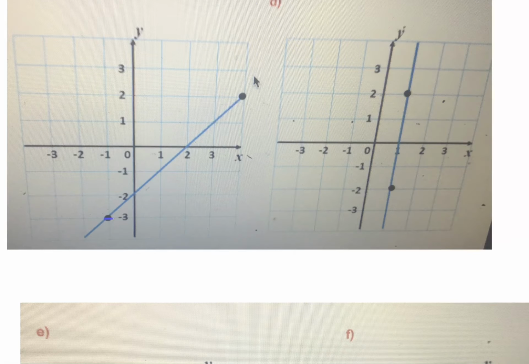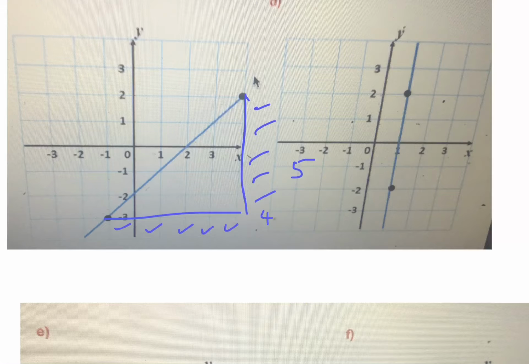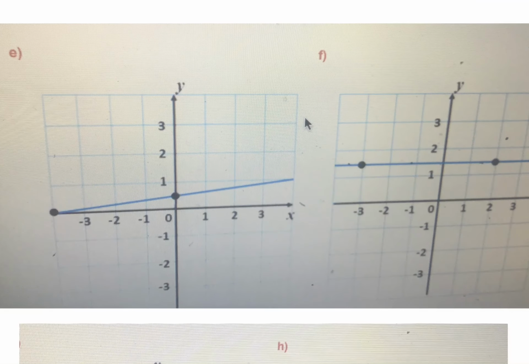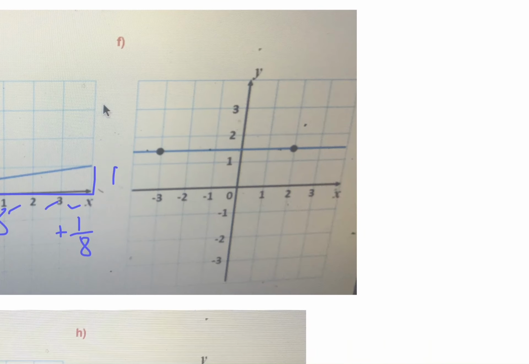Looking at the diagram, there is a negative gradient going down. Okay, this one here, counting 1, 2, 3, 4, 5 and 1, 2, 3, 4, 5, so the gradient there is 5 on 5, which is 1. The gradient here, they'll say it's undefined, but it's actually an infinite gradient because it's very steep. This one here, we've got 1 over 1, 2, 3, 4, 5, 6, 7, 8, so 1 on 8 and positive.